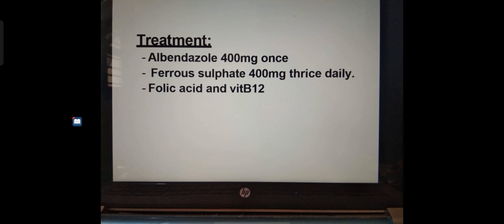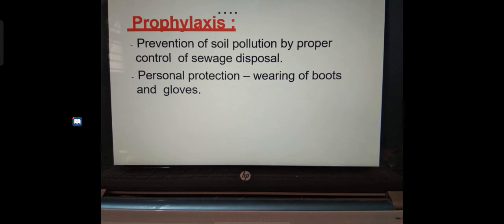This one you have to understand. Then for treatment, there is albendazole 400 mg, given once, one time, which can cure it. And then ferrous sulfate, folic acid and vitamin B12 are also given.